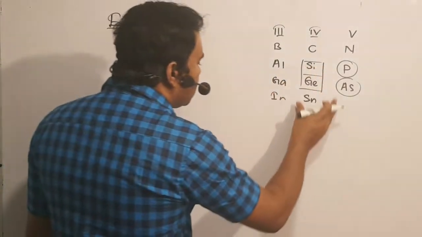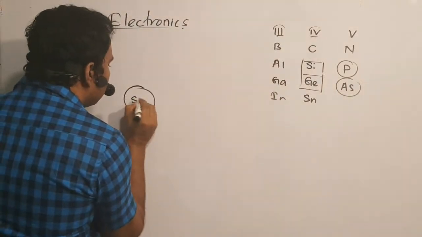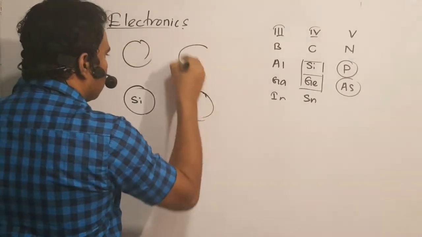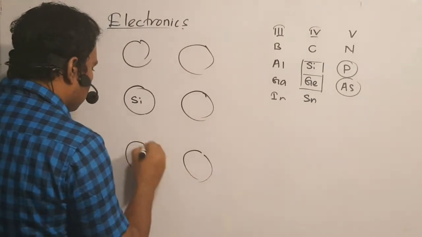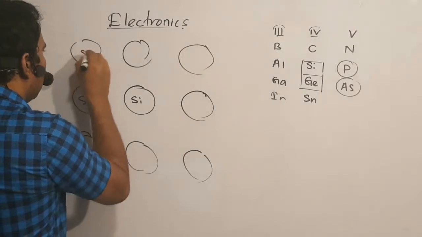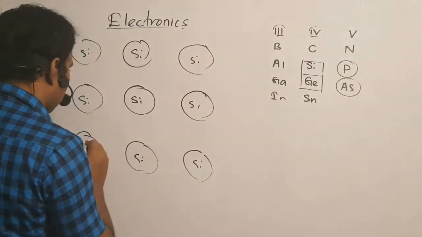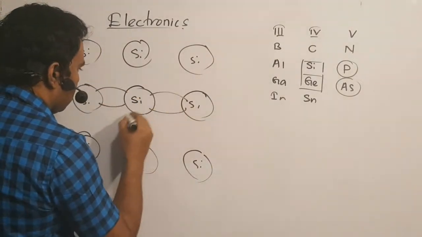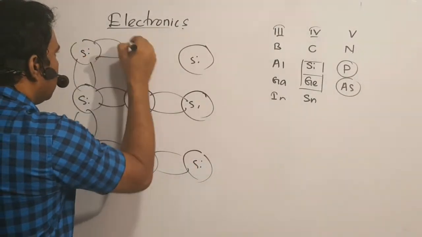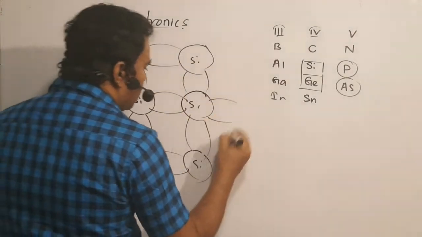So you have to know what happens in doping. Simply, in the silicon lattice, it's like this. This is a normal silicon lattice. So what exists there? Covalent bonds between silicon atoms. Usually it is denoted by this.